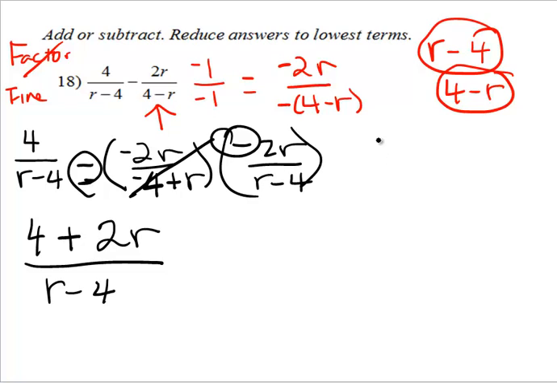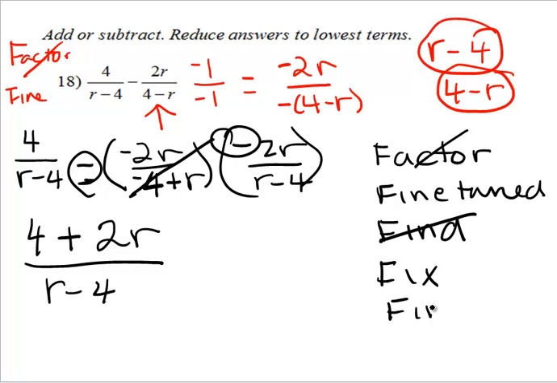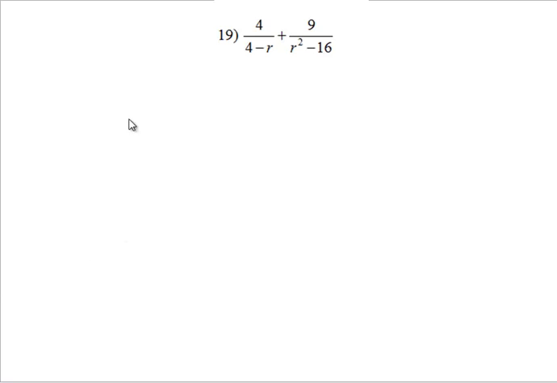So what I did was I factored, which I actually didn't factor, I didn't need to. I fine-tuned up here where I did my multiplication. I didn't have to find a missing factor, but I did have to fix and finish. Okay, let's take a look at this last problem. It's a little more difficult.